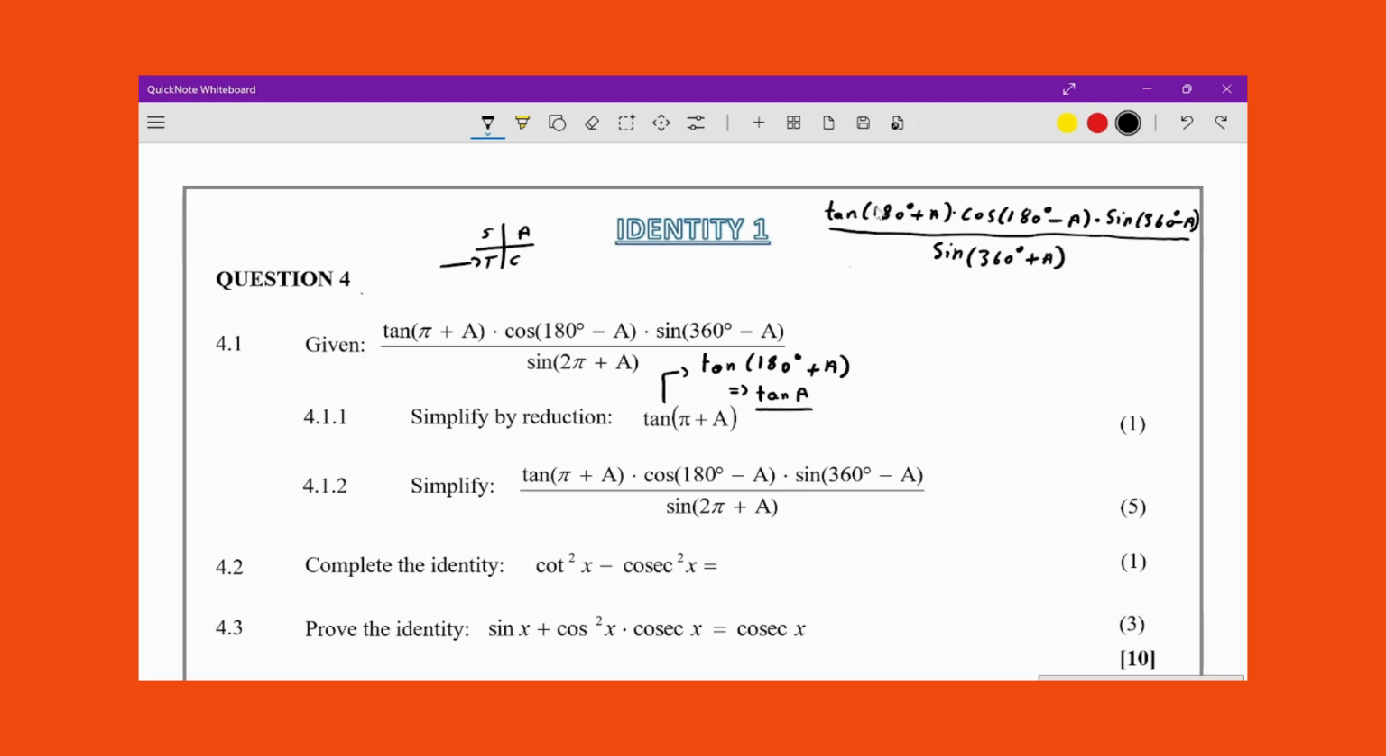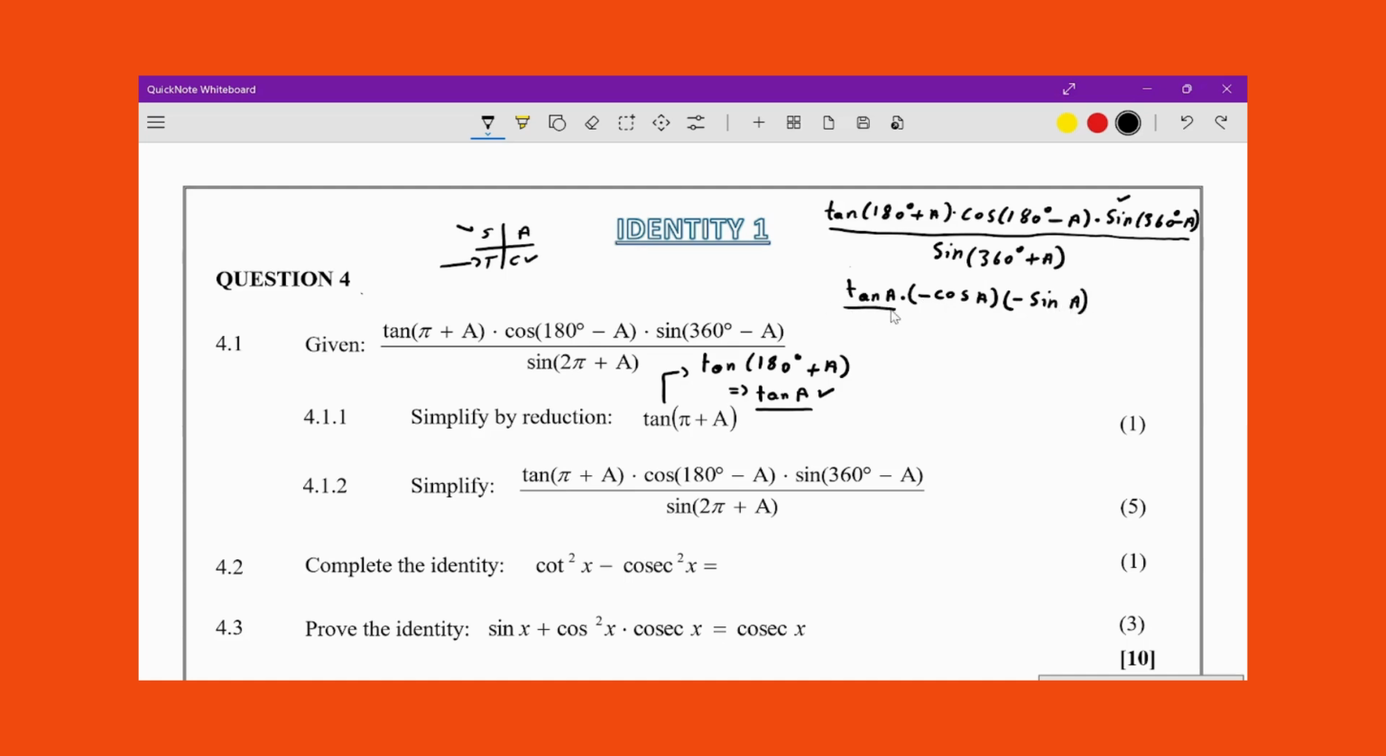Now let's simplify. The tangent of 180 degrees plus a we have already simplified. It's in the third quadrant, so tangent is positive. So I'm going to express this as the tangent of a. Multiply by the cosine of 180 minus a. It's in the second quadrant, and in the second quadrant only sine is positive. Therefore cos is going to be negative, so I'm going to have negative cosine of a. Multiply by 360 degrees minus a, which is in the fourth quadrant. In the fourth quadrant, cos is the only one that is positive, but here we are given sine. So this sine is going to be negative sine of a.